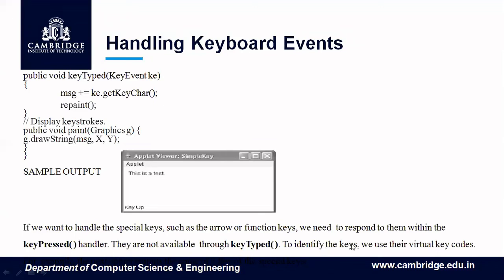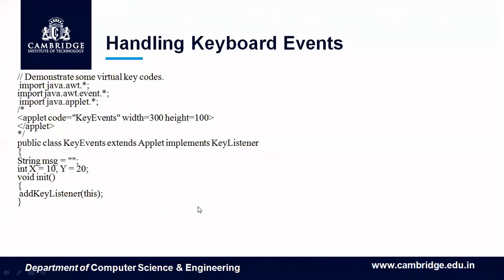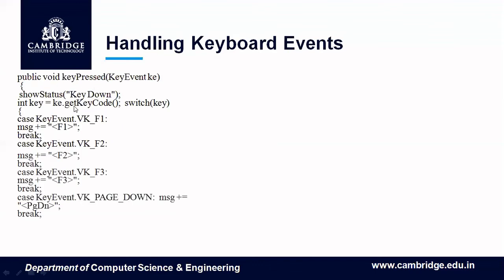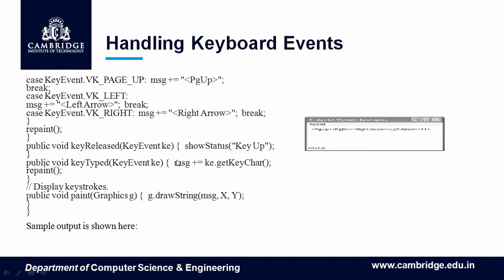To identify the keys, we use their virtual key codes, VK. So in the same program, within the keyPressed method, using the key code, we get the key. With the virtual key code, we are able to handle it. So this is the output. If I press page up, you will get page up, page down, all that. All the keys can be handled.